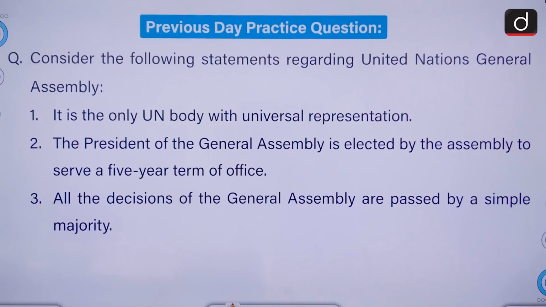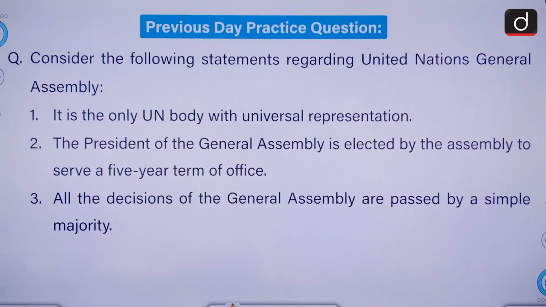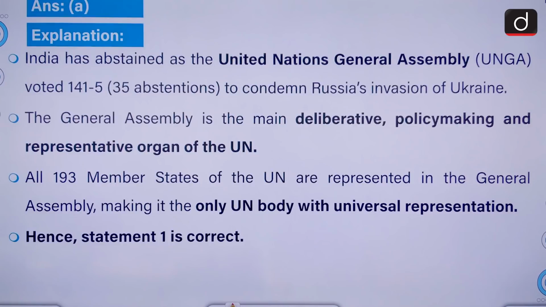Let's begin with the practice question of the last segment. Consider the following statements regarding United Nations General Assembly. It is the only UN body with a universal representation. The President of the General Assembly is elected by the Assembly to serve a 5-year term of office. All the decisions of the General Assembly are passed by a simple majority. So we have to select the correct statement. Only the first statement is correct, A is the correct answer.